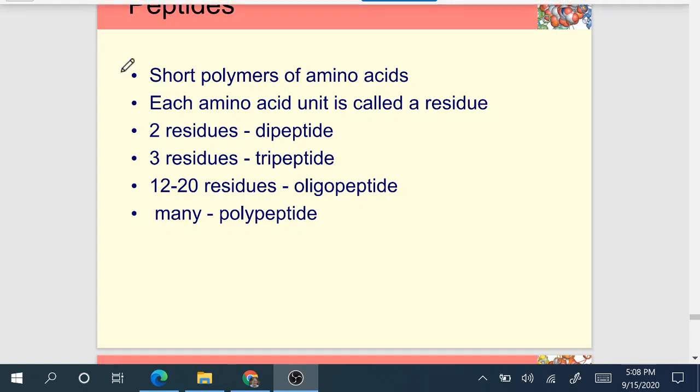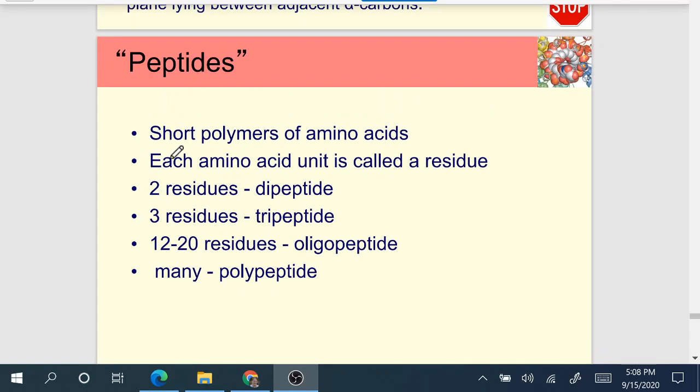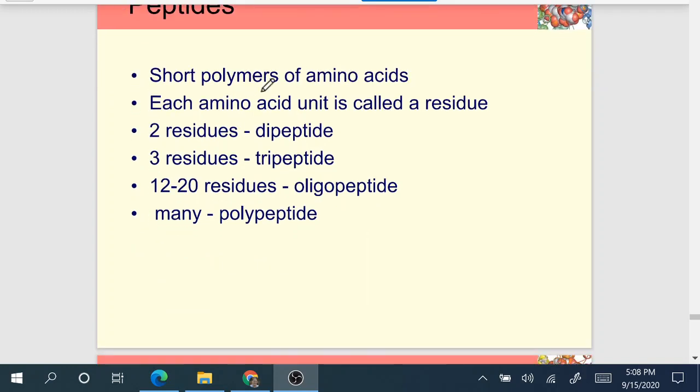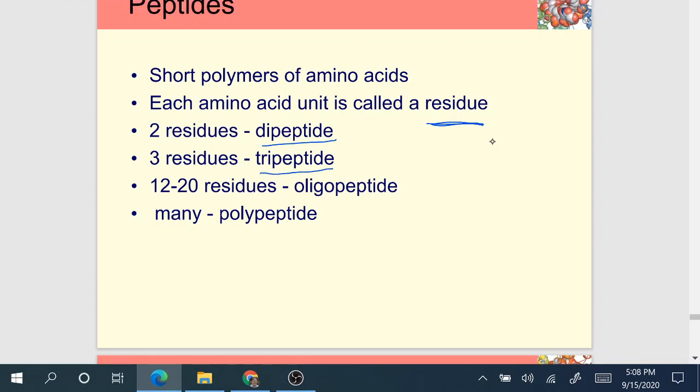So proteins are, or peptides rather, are short polymers of amino acids. Each amino acid is called a residue. So each amino acid in a protein is called a residue. Two residues is a dipeptide. Three residues is a tripeptide. So in other words, if we have two amino acids together, we've got a dipeptide. Three amino acids together is a tripeptide. 12 to 20 amino acids or residues is called an oligopeptide, and many is called a polypeptide or a protein.